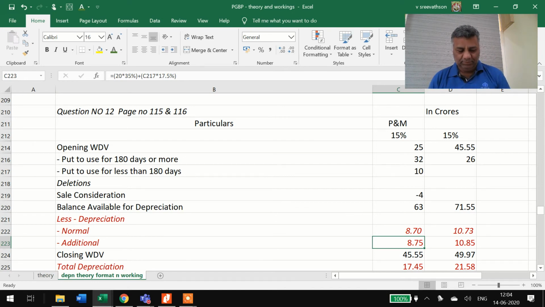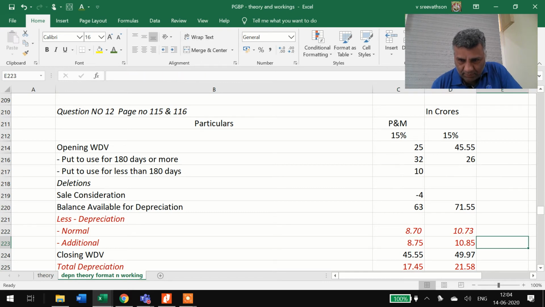Up to this, are you clear? Is your normal depreciation coming to 8.7 in year 1 and 10.73 in year 2, and additional 8.75 and 10.85?